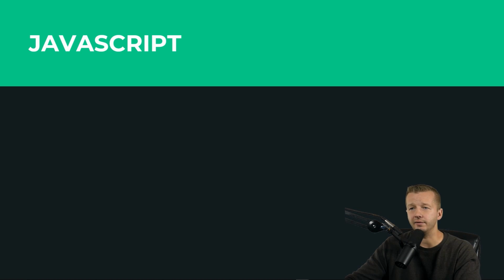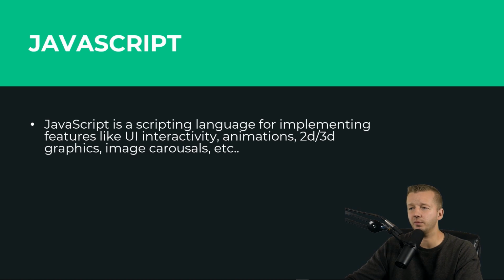So JavaScript itself is a scripting language for implementing features like user interface interactivity, animations, 2D, 3D graphics, stuff like image carousels, and more. When I mean UI interactivity, in the context of the example that we're about to start coding, when you're using a smartphone and you see the little hamburger icon menu up there, the 3 lines that are stacked vertically on each other, when you touch that, a menu is displayed somewhere on the user interface automatically. That's done with the help of JavaScript.